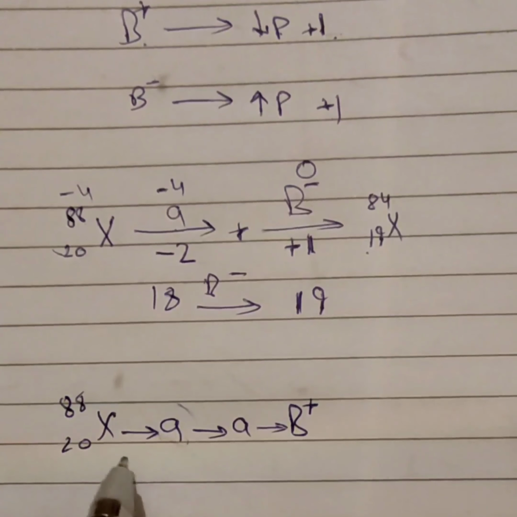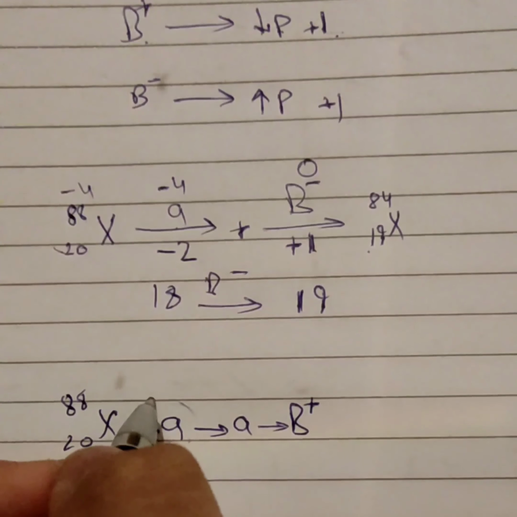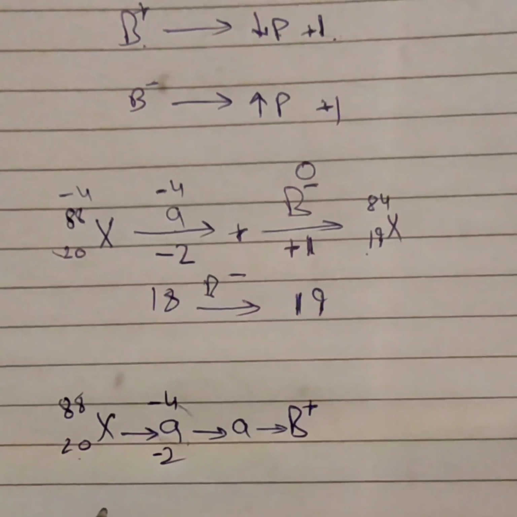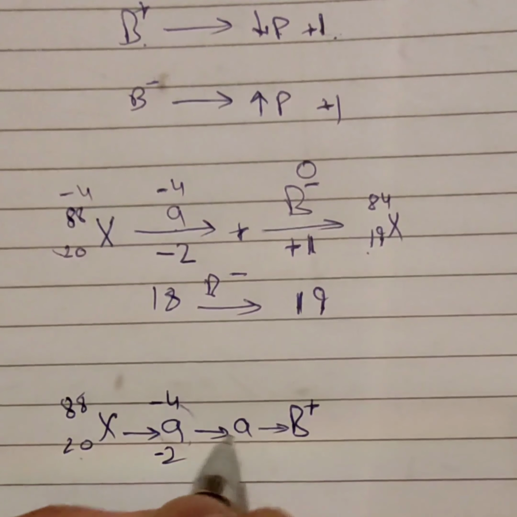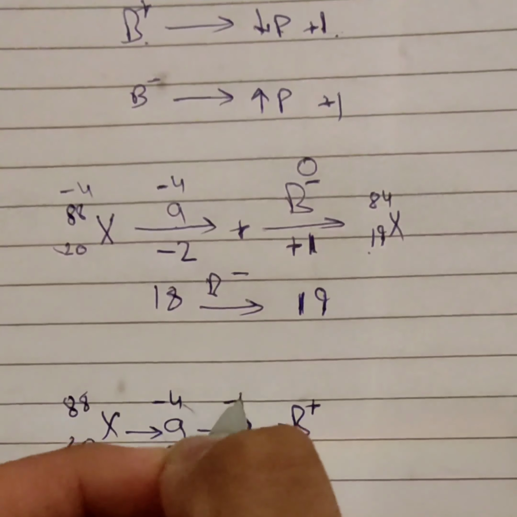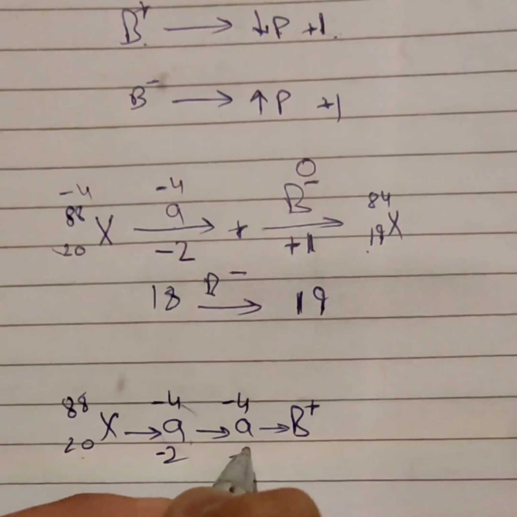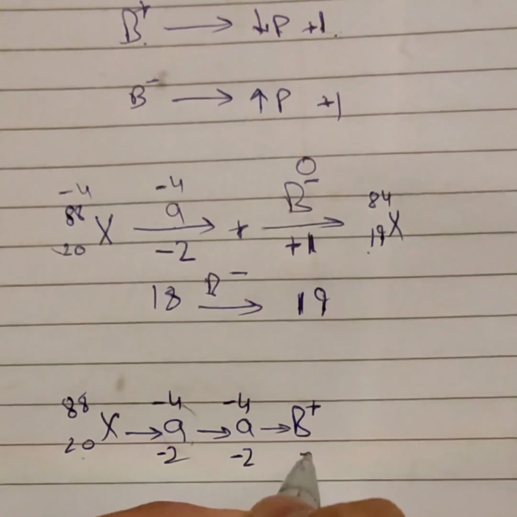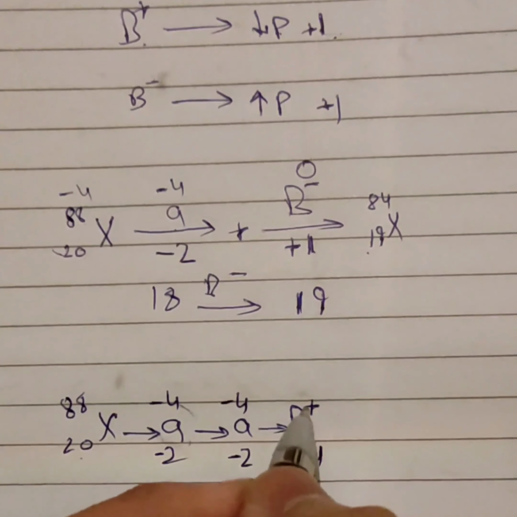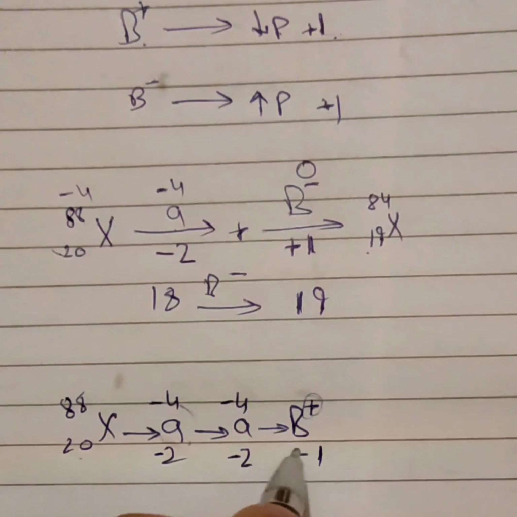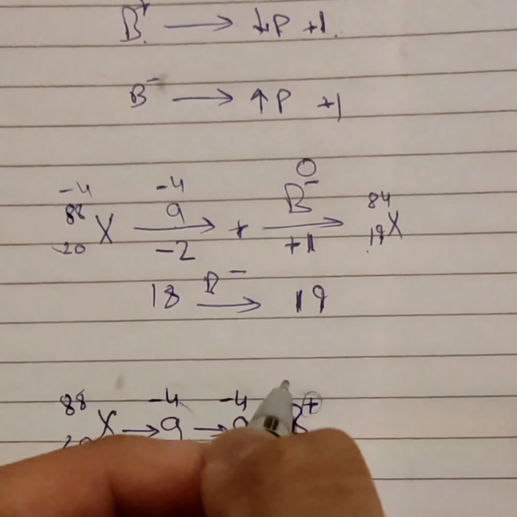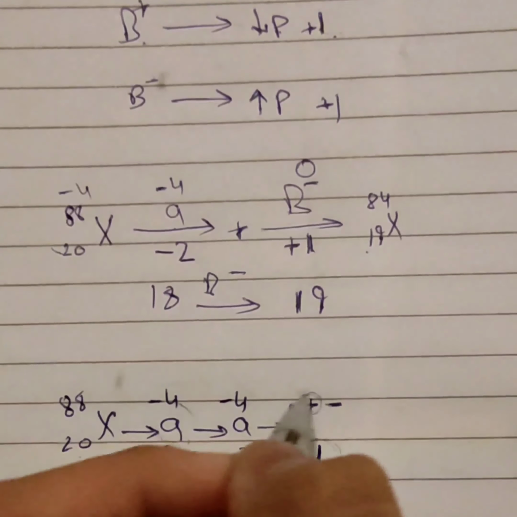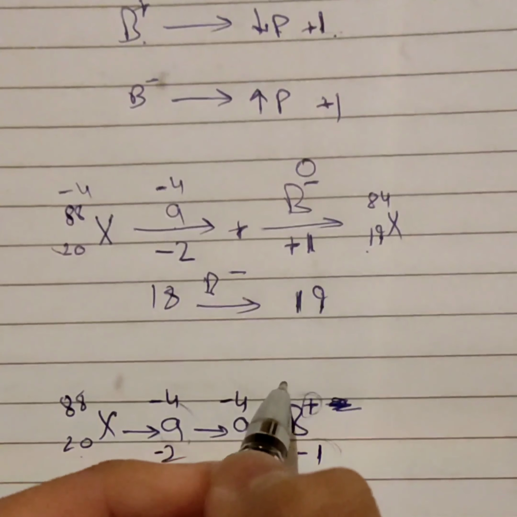In alpha decay, the mass number decreases by 4, the proton number decreases by 2. Then again, it's an alpha decay, so the mass number decreases by 4, the proton number decreases by 2. In beta positive decay, if it's positive, then the proton number decreases by 1, and if it's negative, then it would increase by 1. But it's positive here, so ignore this.